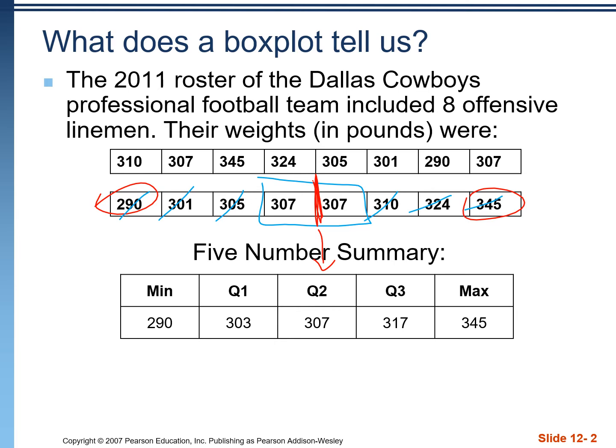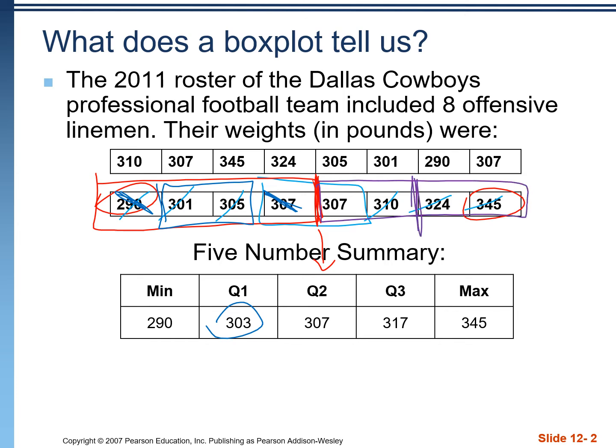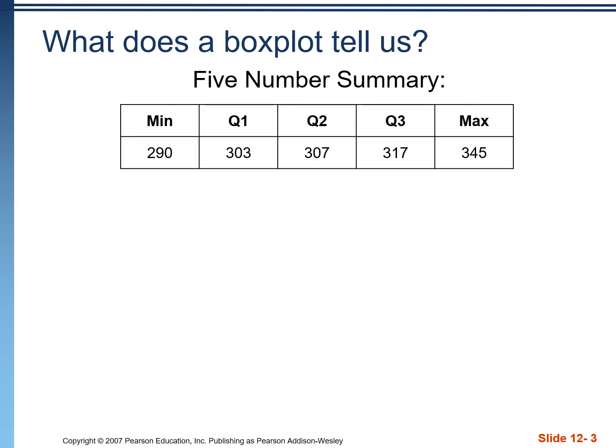Quartile 1 is the median of the left side. So now that we found the median, which is this red line here, we're going to find the median of everything to the left of it. And we do that same thing we just did, cross out from the top and bottom. We'll end up with 2 in the middle here, and we'll average those to get 303. And then lastly, same thing for the right side. Gives us 317.